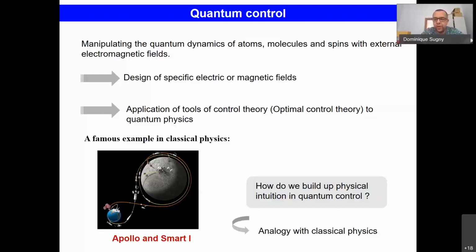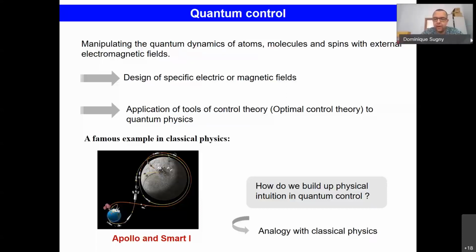And so the goal of control theory and optimal control theory, where we try to optimize some quantities during the time evolution, was used. Optimal control theory, in such examples, was used to compute the best trajectories for the different spacecraft. And so we can apply this very general mathematical framework also in quantum physics.